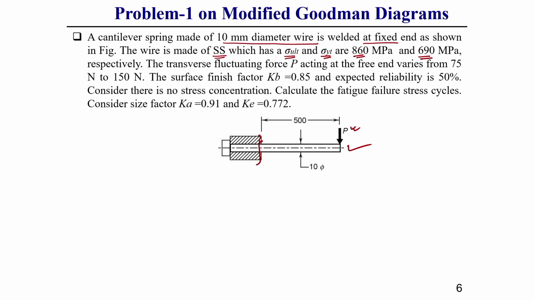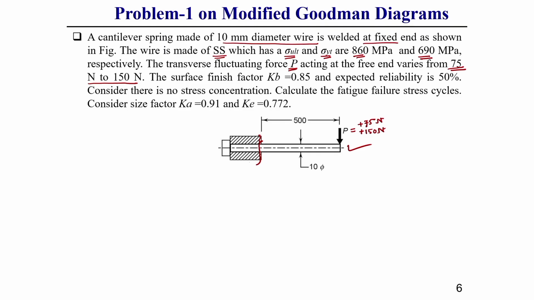The transverse fluctuating force P at the free end varies from plus 75 Newton to plus 150 Newton. This is the fluctuating transverse load, transverse because it is a beam. Beam means here the load is perpendicular to its neutral axis, that is generally called a beam.